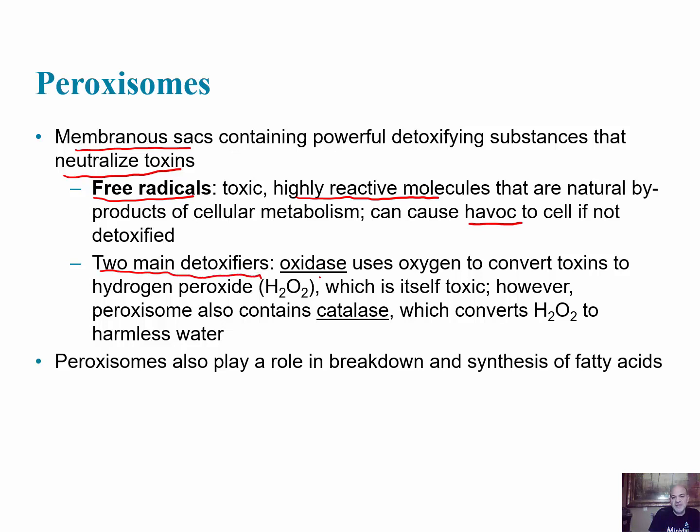There are two main detoxifiers here. There's oxidase, which is an enzyme that uses oxygen to convert toxins to hydrogen peroxide. Now, hydrogen peroxide itself is also toxic. So the peroxisome also contains another enzyme called catalase, which can convert hydrogen peroxide to water, which is, of course, harmless. Peroxisomes also play a role in the breakdown and synthesis of fatty acids as well.